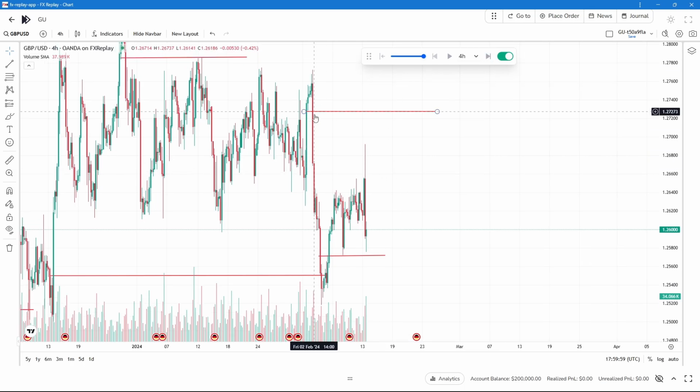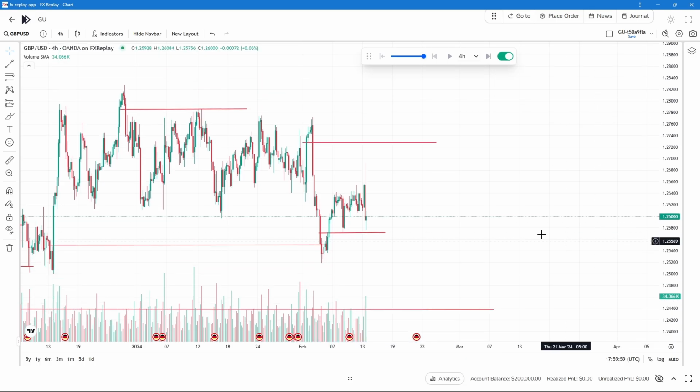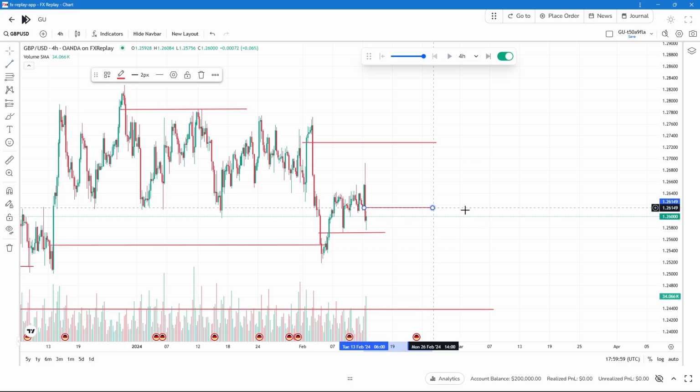Okay, we filled some imbalance. Not quite the full imbalance fill. And also here again we've got an imbalance area.